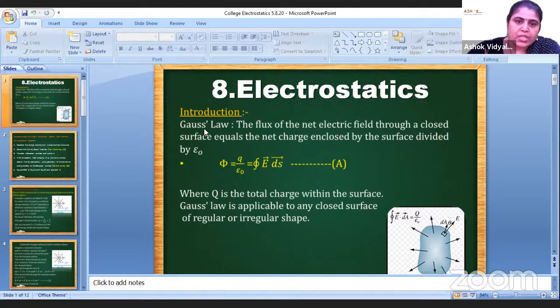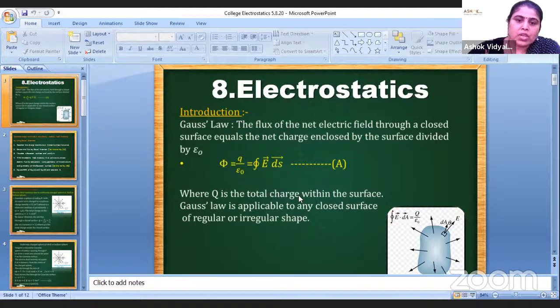Okay, we know this Gauss law. In 11th standard we were familiar with the Gauss law. That is, the flux of the net electric field through a closed surface equals the net charge enclosed by the surface divided by epsilon naught. That is, phi is equal to Q upon epsilon naught, which is also equal to the integration over a closed surface. This indicates the closed surface, okay, then E bar into dS, where this E bar is the electric field intensity and the dS is nothing but the area.